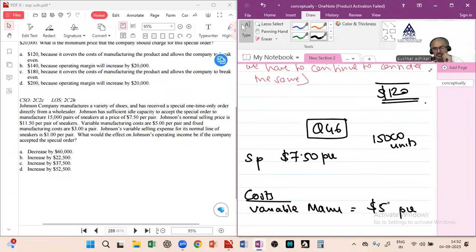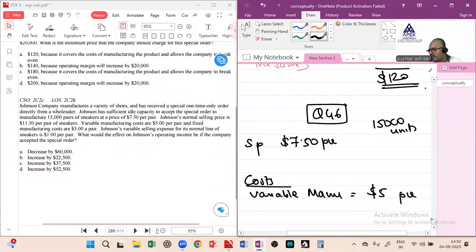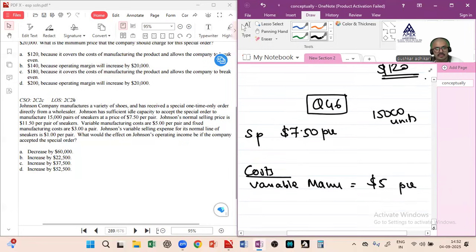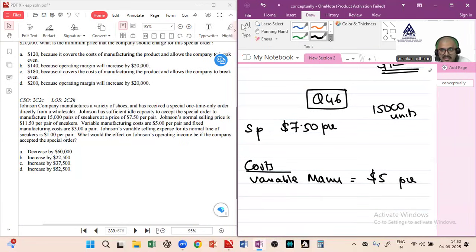Variable selling cost. How much is the variable selling cost? It is 1 per pair. What would be the effect on Johnson's operating income if this is accepted? Now please try to understand. I want you to focus over here.